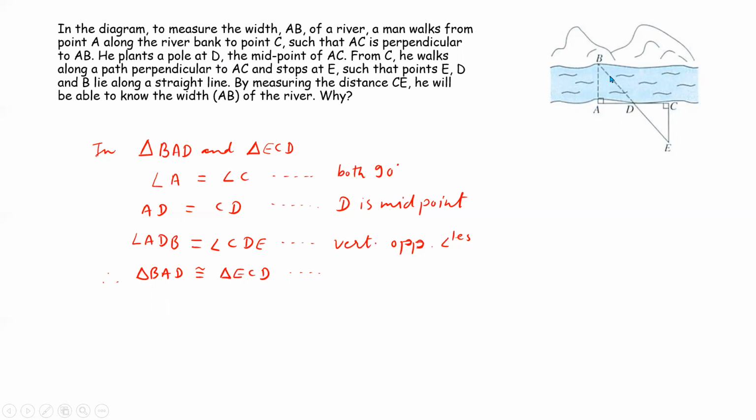We cannot directly say that BD will be equal to DE and use the RHS property because we are not sure about this distance. But we have other properties, so if we can use those properties, we can just say these two triangles are congruent. So this is what we did here. Both are 90 degrees, D is the midpoint for these two being equal, and this is the vertically opposite angle. And you can say this looks like the angle side angle property.